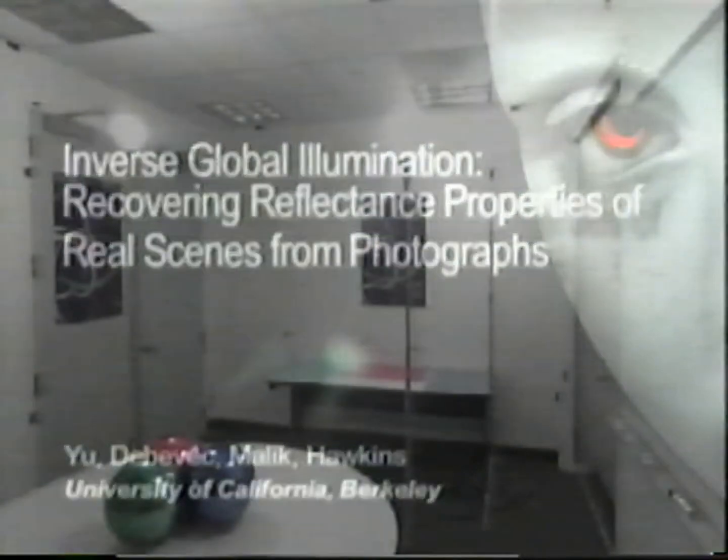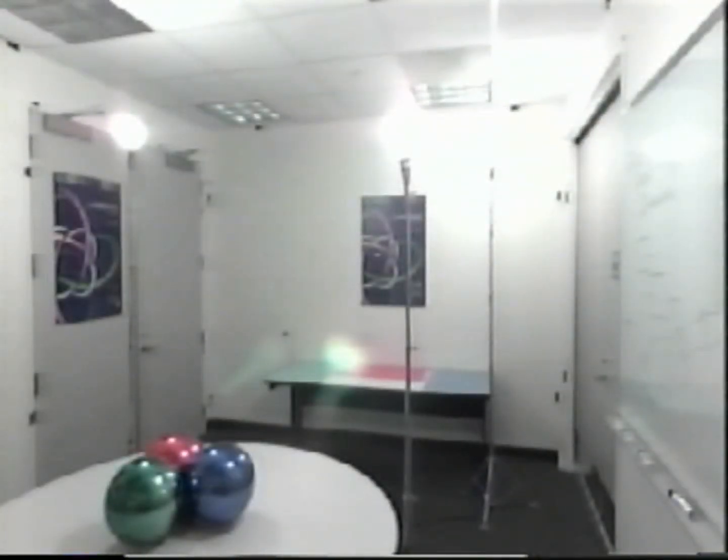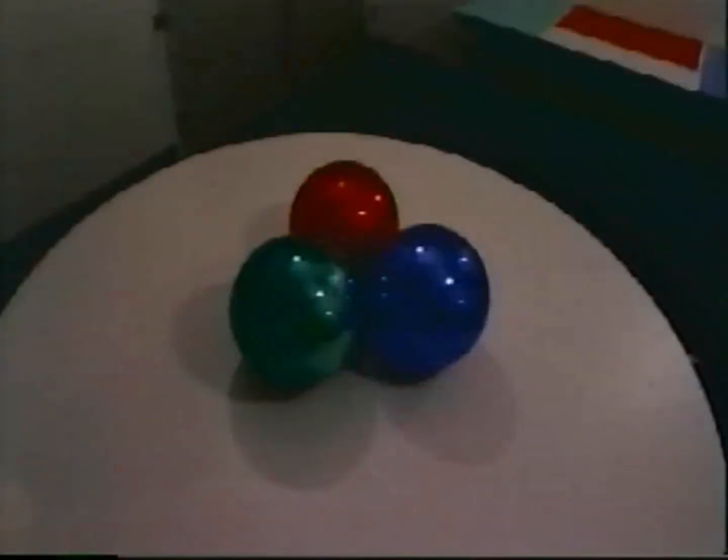In this video, we show how inverse global illumination was used to recover the reflectance properties of a small conference room in the UC Berkeley Computer Science Building. 130 images were acquired from 40 different viewpoints. Multiple exposures were taken at each viewpoint to assure the full dynamic range was captured.